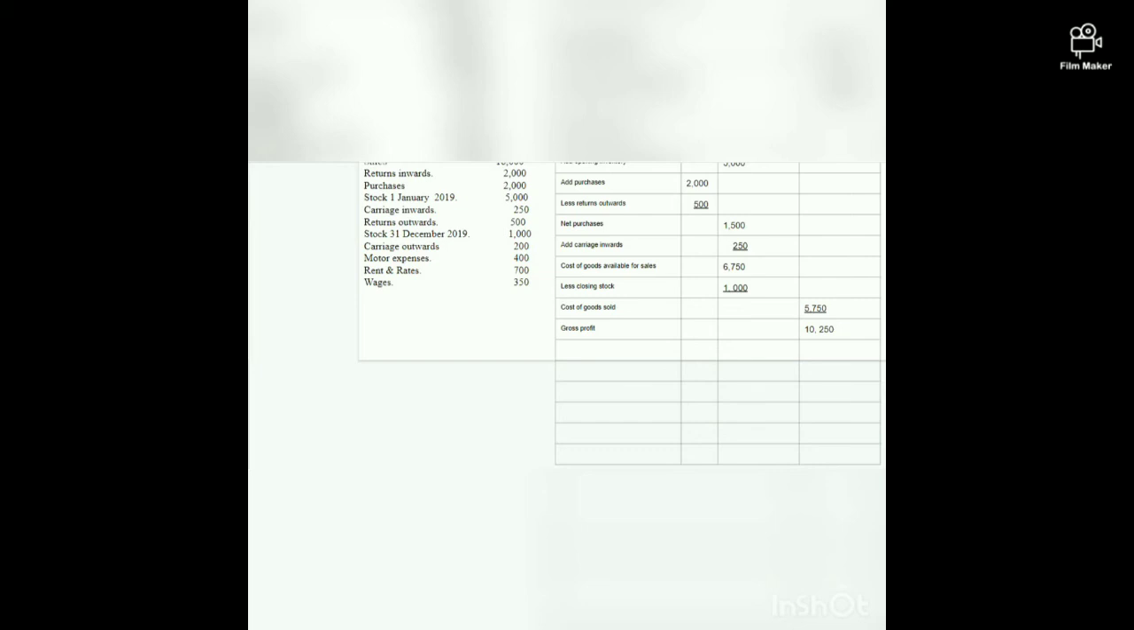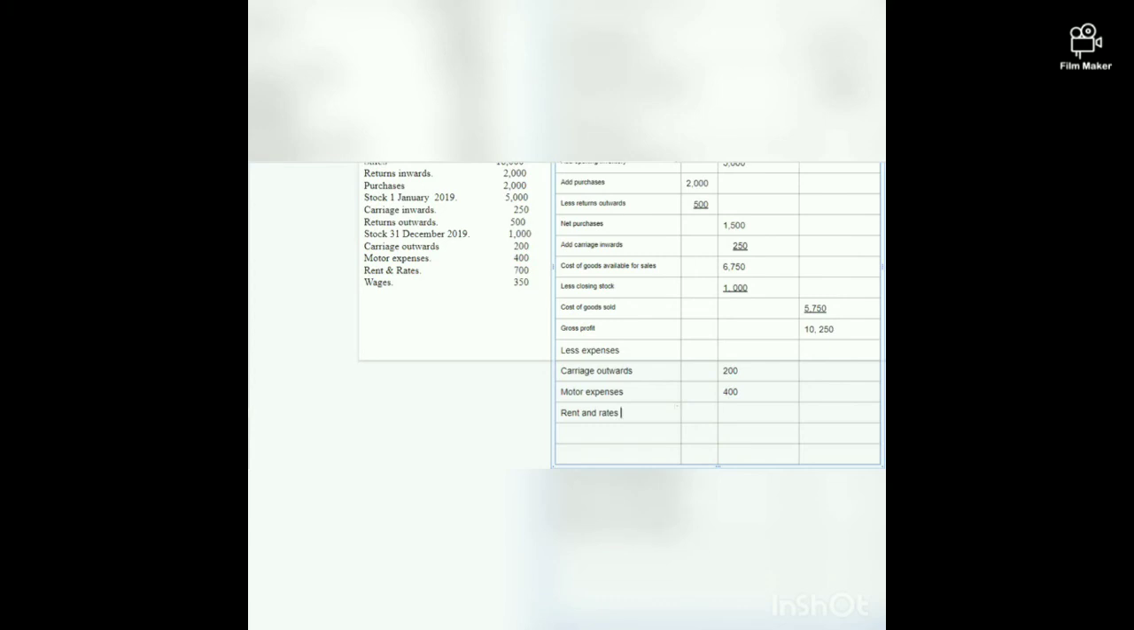Now we are going to calculate the net profit. First, our heading, we're going to put less expenses. So we're going to find all the expenses of the business. Our first expense is carriage outwards. Carriage outwards is the cost that the business bears to carry goods to the customer. So here we're going to use the second column, carriage outwards is 200. Then our next expense is motor expenses. Motor expense 400. Then our next expense is rent and rates.